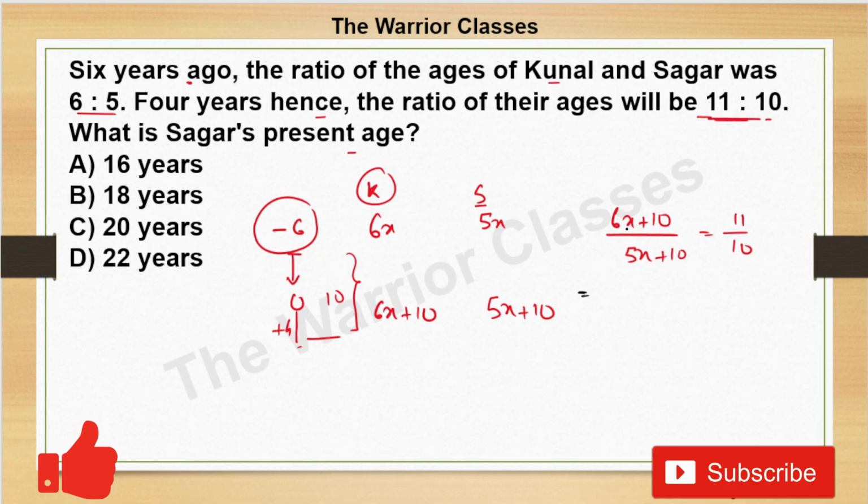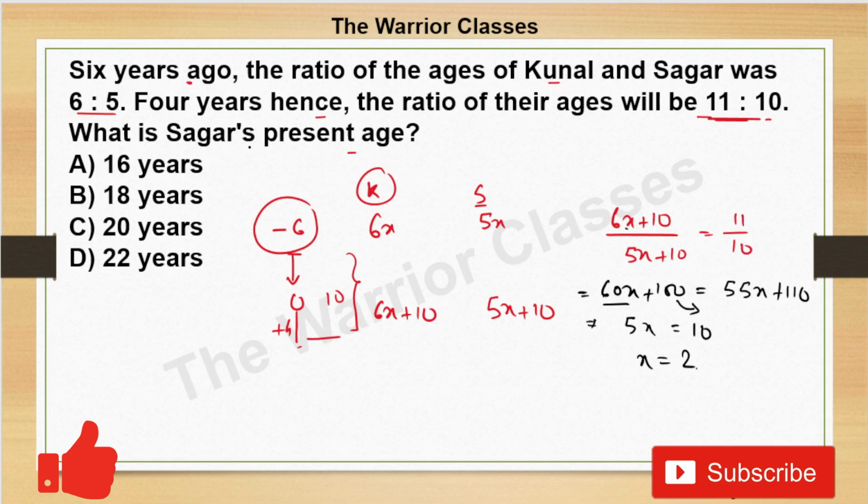Now we'll simplify this. 6x multiplied by 10 is 60x, and 10 multiplied by 10 is 100 on the right hand side. 11 multiplied by 5x is 55x plus 11 multiplied by 10, 110. Now we take 55x to the left hand side, so 60x minus 55x is 5x. Now we take 100 to the right hand side, so 110 minus 100 is 10. So the value of x will be 2.